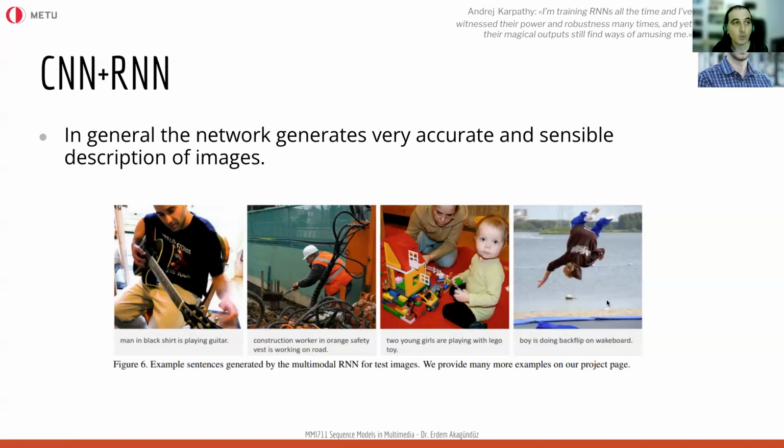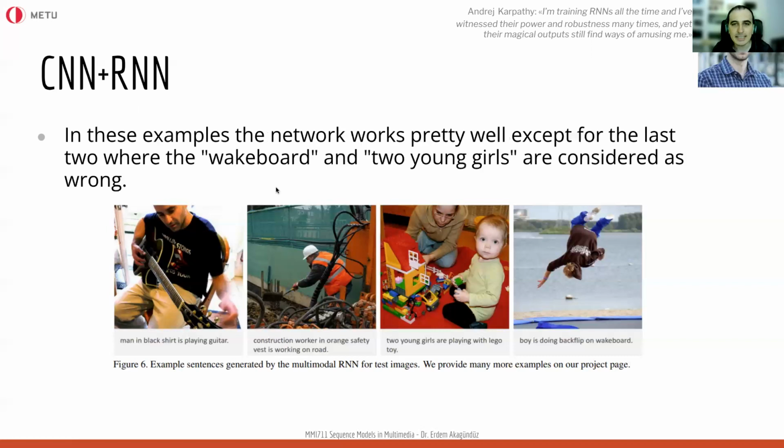So in general, the network generates very accurate and sensible descriptions of images. In these examples, there are some results. This is not a wakeboard, but the flip is correct. And two young girls is wrong, but still, what it does is it can extract features and construct a sequential sentence. I'm going to go over some samples of this very early idea.